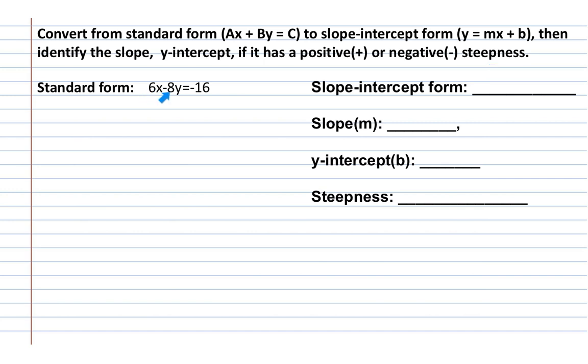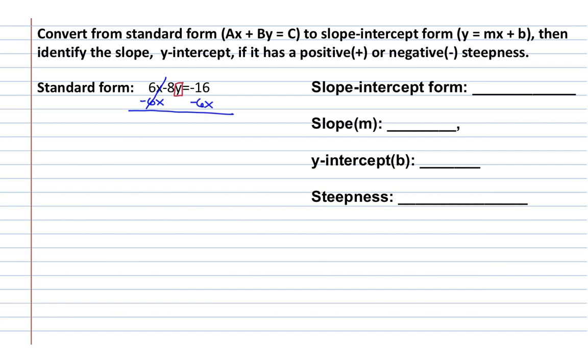Okay, so this is my equation in standard form. The whole purpose of this is you're going to get the y by itself. That means you're going to move this 6x to the other side by doing the opposite operation, and you're going to move this negative 8 to the other side by doing the opposite operation. Okay, so what does that mean? So we know that this is a positive 6, so the opposite of positive 6x is negative 6x. So we're going to move that to the other side.